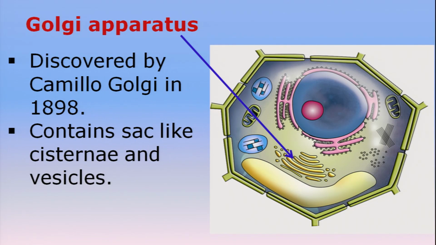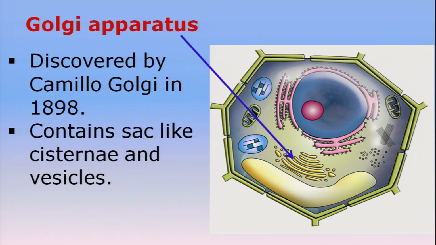Golgi apparatus contains flattened sac-like structures called cisternae and vesicles. These cisternae are arranged parallel to each other. Golgi apparatus is present next to endoplasmic reticulum because they work together. Cisternae are usually 4 to 8 in number in a Golgi apparatus. But scientists have even noted a maximum of 60 cisternae in a Golgi apparatus.